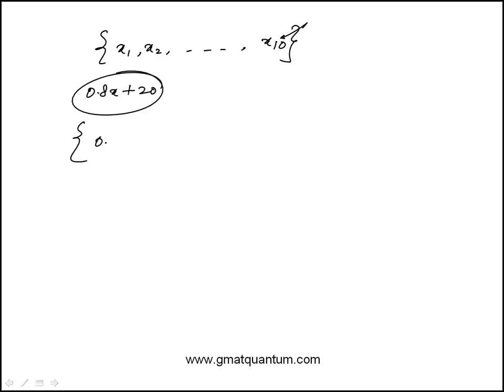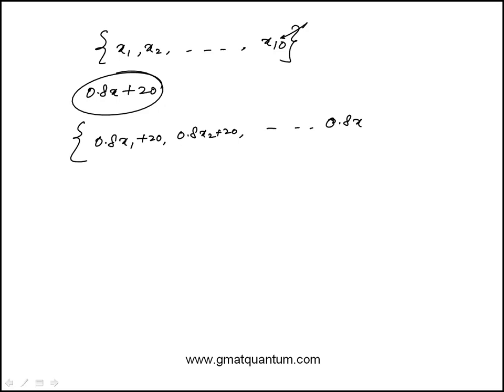So here the way I'm going to do this problem is to just consider a list of scores, x1 through x10. And again, I'm just arbitrarily using 10. It could be any number. And we're told that scores are going to be adjusted by this formula, 0.8x plus 20, which means that each quantity in this new list would be 0.8x1 plus 20, 0.8x2 plus 20, and so forth.